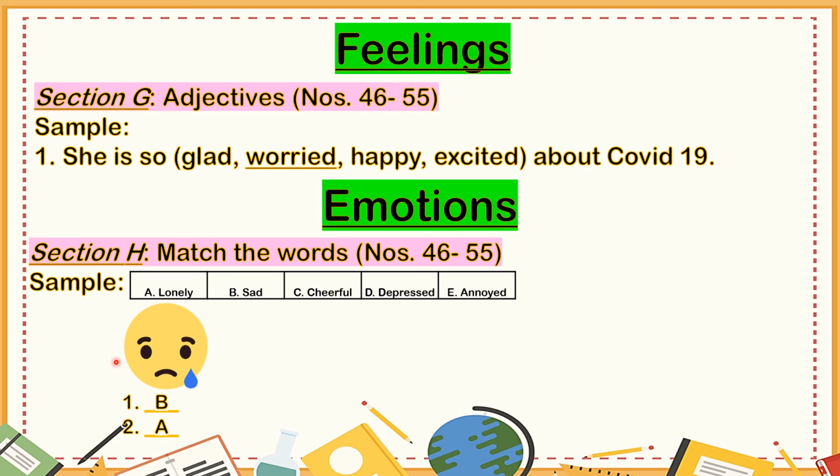Like in this picture, number 1 and number 2. So this picture is sad and lonely. You can write B or A, or you can write A or B. Whichever you like, I will consider it.